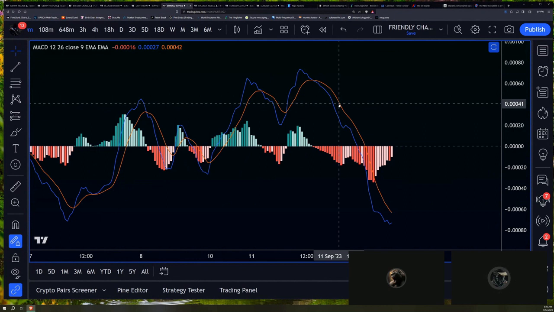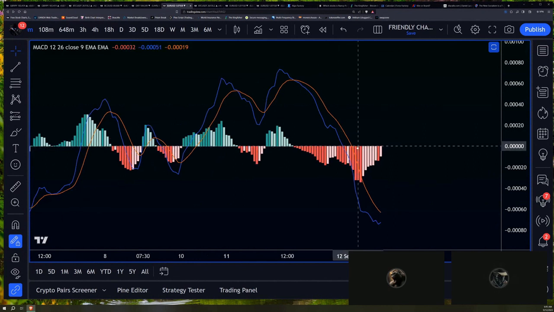One way to do this is to watch when the signal line goes below the zero line. These green and red bars are called the histogram. When the signal line goes below the histogram zero line, and if you look to the right you see it where it says zeros, that's because as I move the cursor up and down, it goes from positive to negative. So when the signal line goes below the zero line, the direction of price tends to be bearish. When the signal line goes above the zero line, price action tends to be bullish.